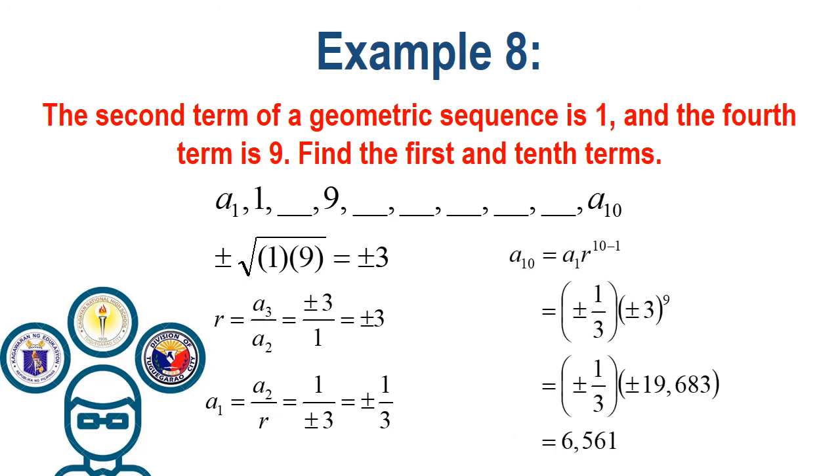And the 10th term, a sub 10, is equal to positive negative 1/3 times positive negative 3 raised to 10 minus 1. Or that gives me positive negative 1/3 times positive negative 3 raised to the ninth power. Or that simplifies to positive negative 1/3 times positive negative 19,683, which gives me now an answer of 6,561.